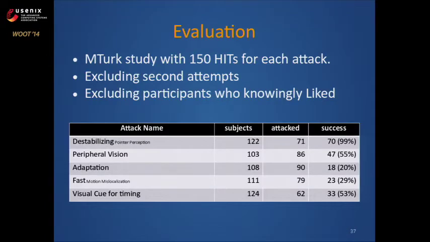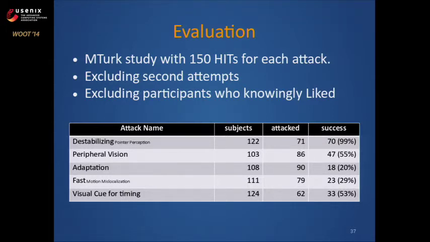All right. So we had about 150 users for each attack, and despite our best instructions, some of them did try more than one of our games, so we removed those in order to have only the first-time participants. That's the number you see in the subjects column here. The attacked column shows how many of the players did not legitimately like the game. And finally, the success column shows, of the attacked players, how many fell for the like button.